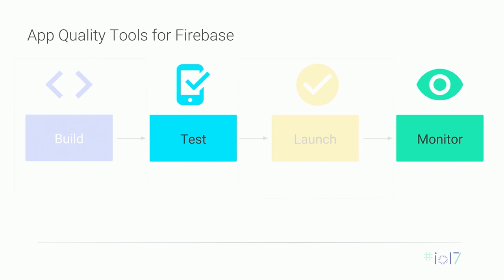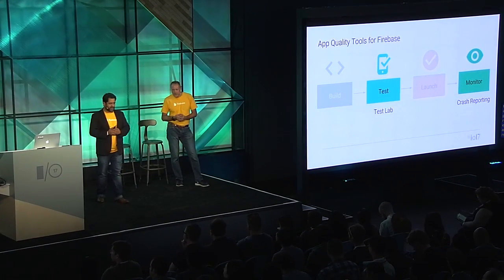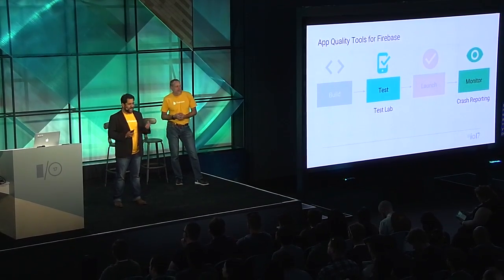We focus specifically on the test and monitor phases of your lifecycle. Before you launch, we have something called Firebase Test Lab, which helps you test your app against a variety of devices to make sure it's in good shape before you launch. Then we also have tools that help you monitor your application after you launch in production. So we have crash reporting, which helps you find errors and crashes in production and alerts you of new and regressed clusters. It also helps you find the root cause of the problem by giving you stack traces and helping you identify what actually caused the problem.